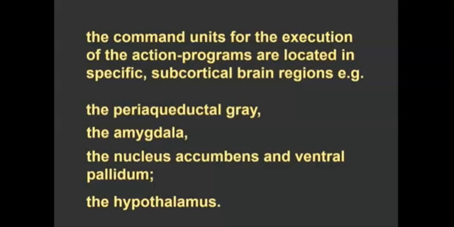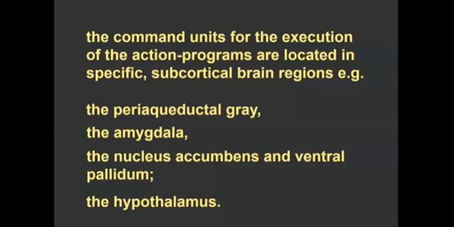So what next? I'm going to skip telling you in detail about emotions. I'm sure you know quite a lot about that. But I want to tell you a little bit about the neural basis of emotions, and tell you that the command units for the execution of action programs that constitute emotions are located in specific subcortical brain regions. And the reason why I want to emphasize this is that, again, these regions are also very much related either to the production of pleasure or the production of pain.